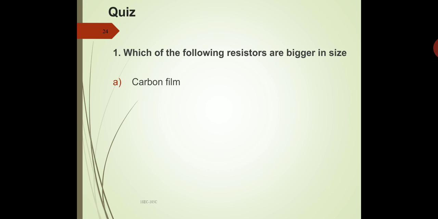Now let us see some quiz questions. Which of the following resistors are bigger in size? A. Carbon film, B. Metal film, C. Wire wound, D. A and C. Which is the right one? It is wire wound.